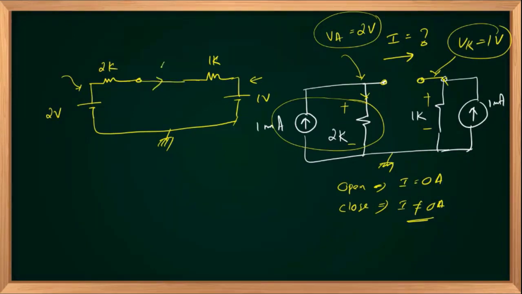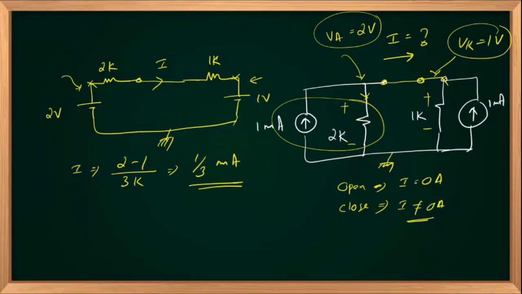the current flowing through the diode I will be, as per Ohm's law, since these two are in series, the potential difference is 2 minus 1, so I is 2 minus 1 upon the total resistance, 3 kilo ohm, which will give you 1 by 3 milliamps, right? 1 by 3 milliamperes.